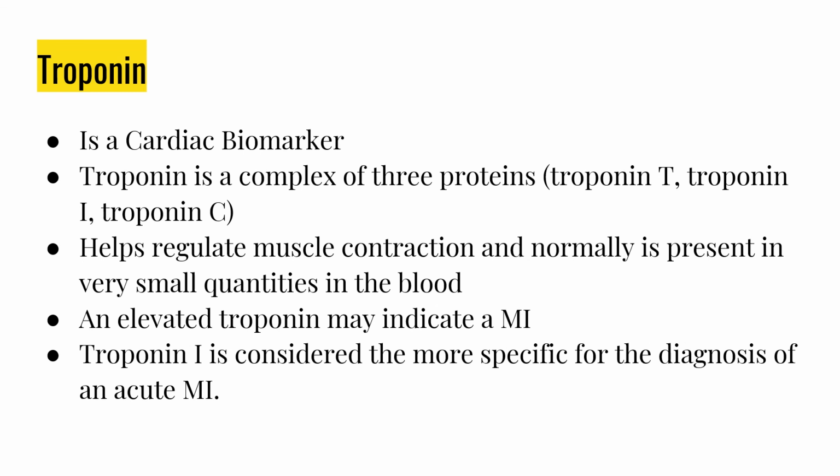Troponin is one of your more common cardiac biomarkers, and there are 3 different types here, but just know that troponin is a complex of 3 different types of proteins. It helps regulate muscle contraction, is normally present in small quantities, and if you have an elevated troponin, then it could indicate an MI. Troponin I is considered the more specific one used for diagnosing an acute MI.